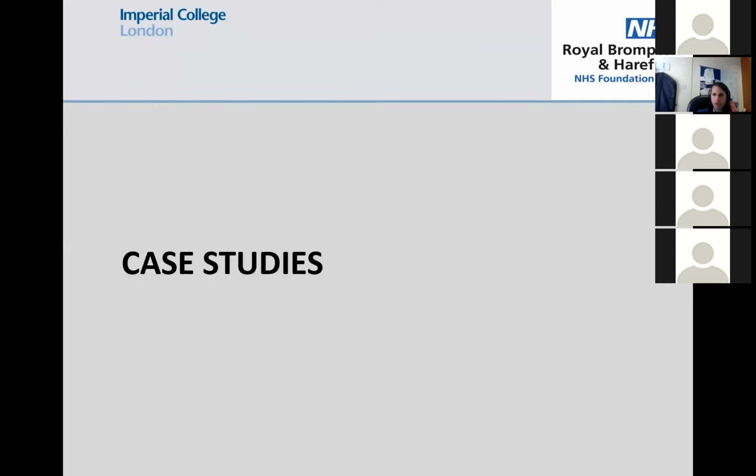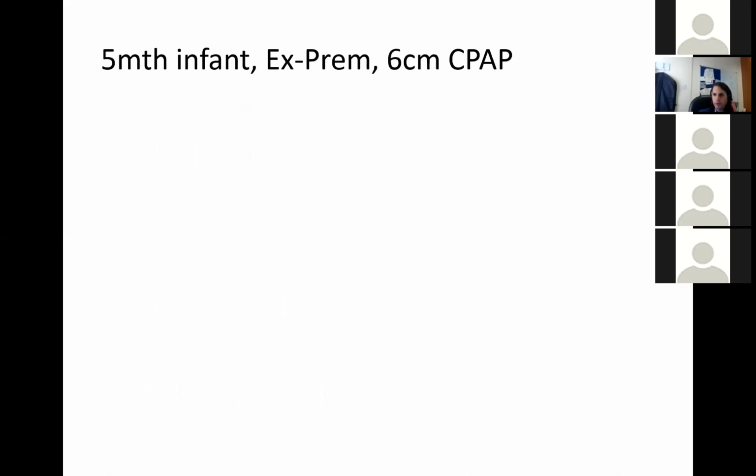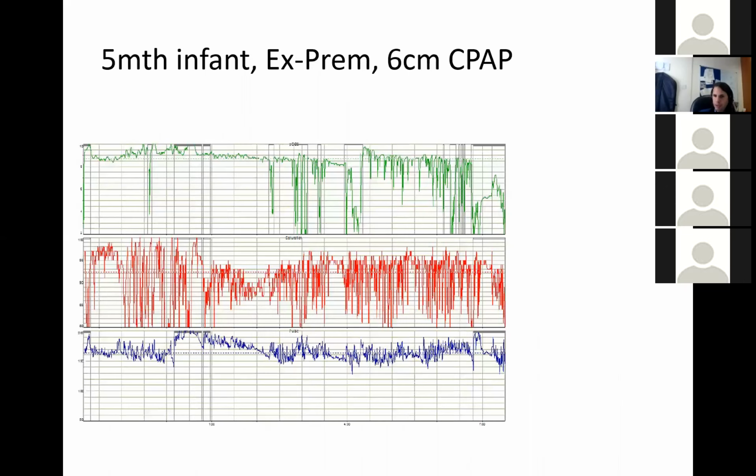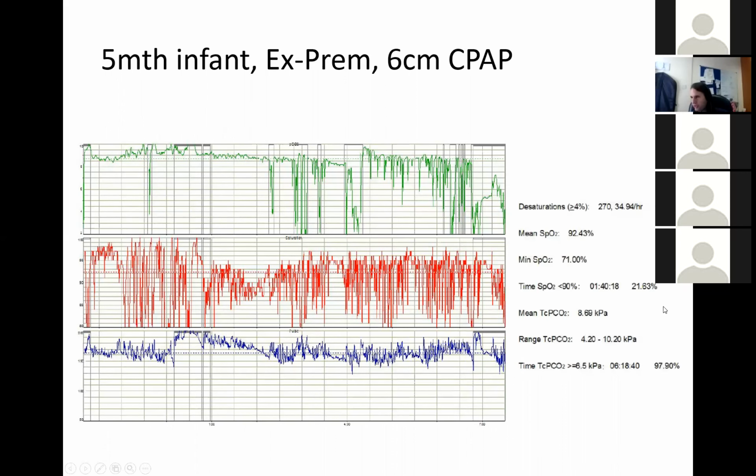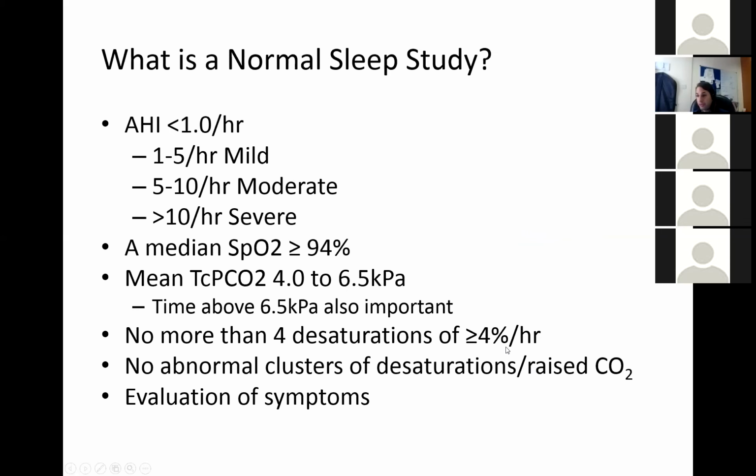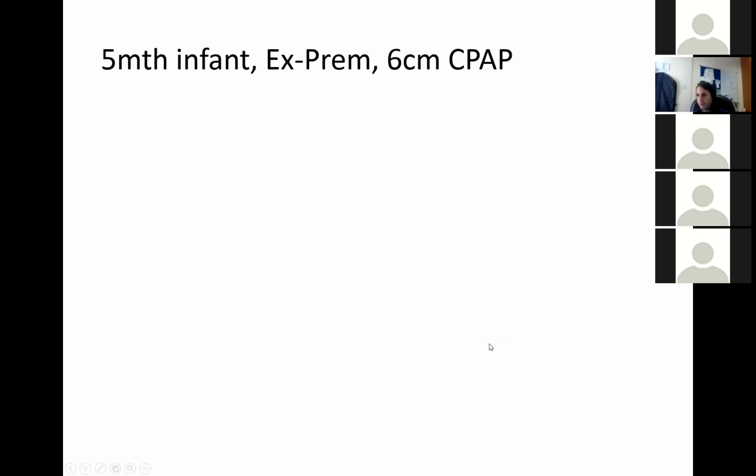So I'm very quickly going to whiz through some case studies. So we've got a 5-month-old ex-premature baby on CPAP. This is their cardiorespiratory polygraphy. You can see that the CO2 trace is showing a high CO2. The mean is 8.7, even accounting for all the artifact we've got here. The SATs are all over the place, came up to a mean of 93%, which obviously isn't very good. The number of desaturations per hour is 35, and as I said before, it should be no more than 4.